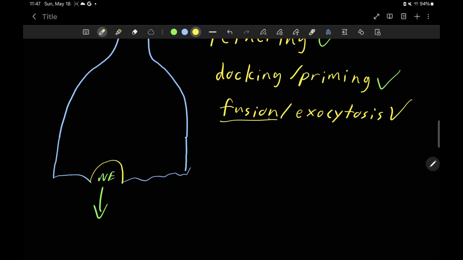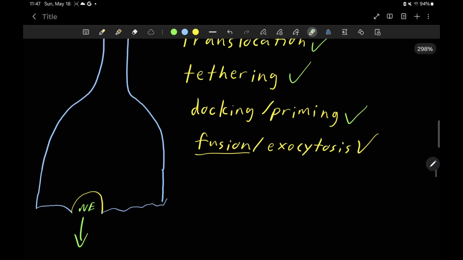So fusion is the fusion of your two membranes, your cell membrane and your vesicle membrane, and then exocytosis is the release of norepinephrine out into your synapse outside of your neuron. So that's the release mechanism.